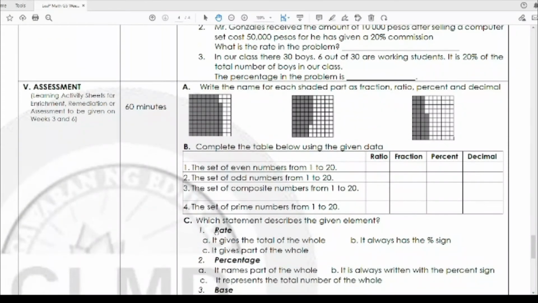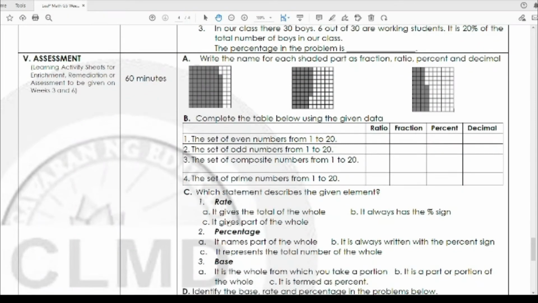Letter C, which statement describes the given elements? Okay, number 1 is rate. So, describe the given elements. A, it gives the total of the whole. Letter B, it is always written with the percent sign. Letter C, it gives part of the whole. So, what do you mean by rate from these 3 given definitions?